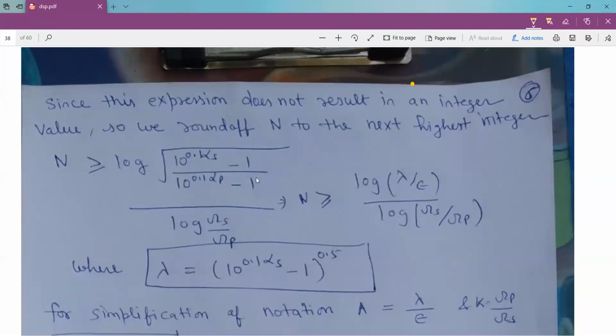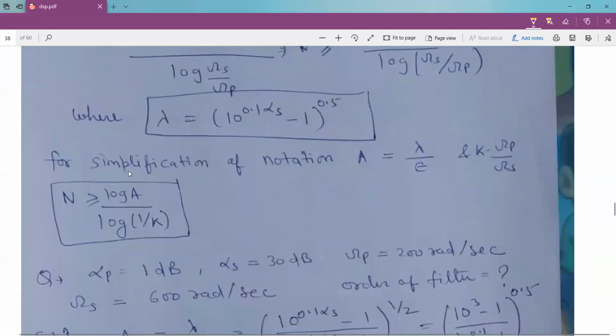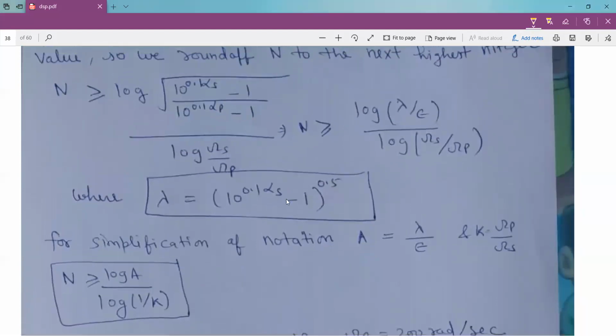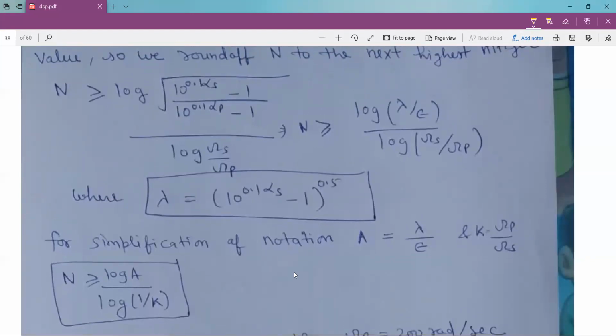And this particular term is expressed as alpha. The denominator term with the square root is expressed as epsilon. So in terms of lambda and epsilon, you can also represent the order of the filter. Here we can see there are different ways to represent the order of the filter, depending on which form the specification is given to you. And by calculating the order of the filter, you will proceed to the next calculation towards the designing of the IIR filter.